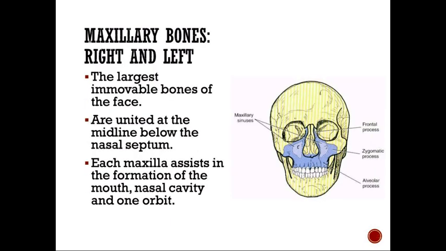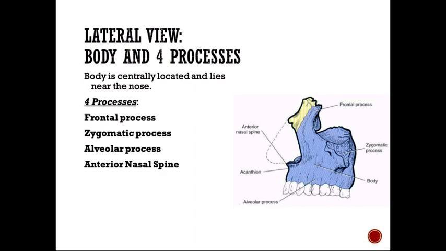Looking at the maxillary bones, we have a right and left. This is the largest immovable bone of the face, and the two are united at the midline below the nasal septum. Each maxilla assists in the formation of the mouth, the nasal cavity, and one orbit. From a lateral perspective, we see that it has a body and four processes: the frontal process, the zygomatic process, the alveolar process, and then here we have the anterior nasal spine.